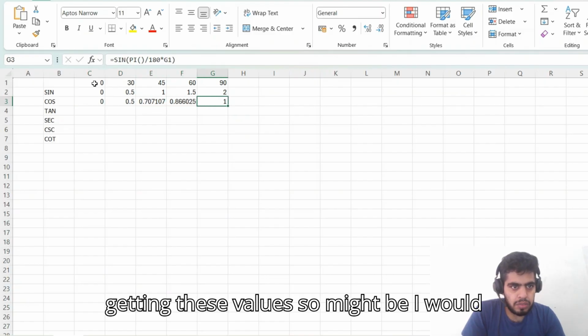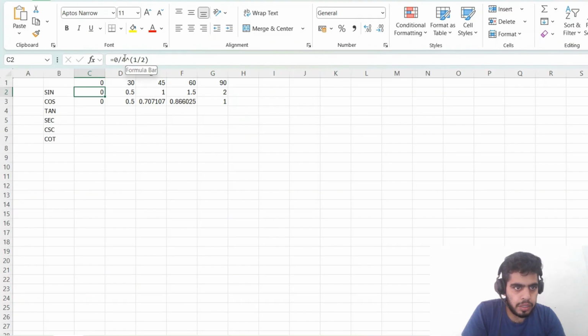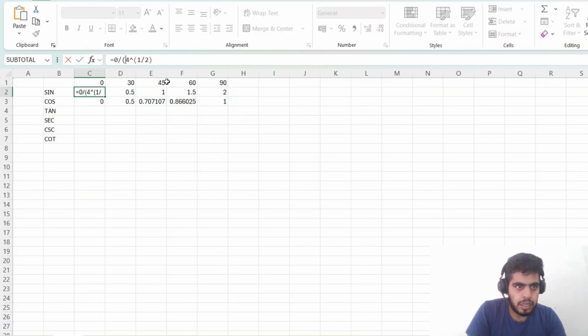So I'm getting these values. Maybe I would have done something wrong here. I think I would have put the bracket wrong.